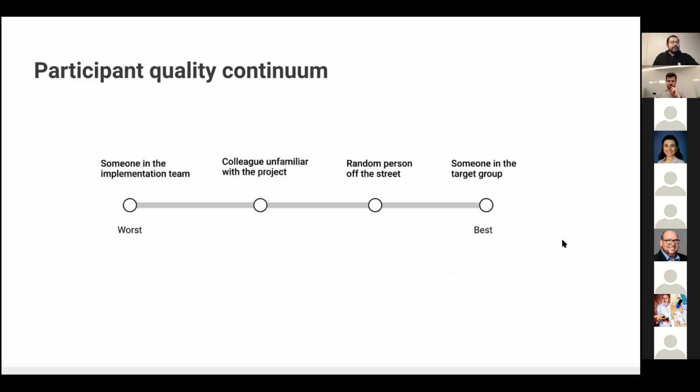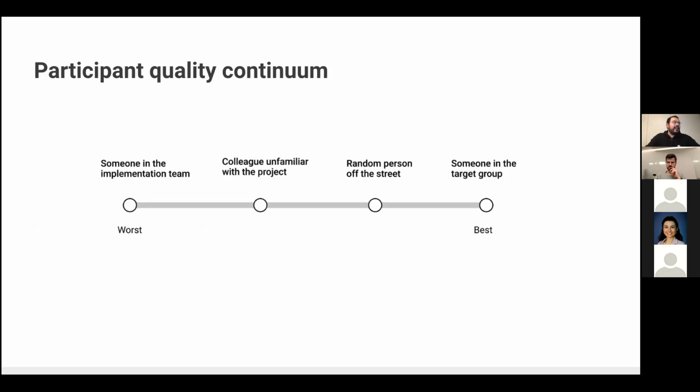There is also a continuum in the quality of the participants that you can get. The worst possible type of participant that you can get in a research study is someone in your implementation team, purely because they have a stake in the matter. They do care about how the project goes. And most likely, they don't have the necessary experience to give you a good idea of whether your product is going to work or is going to solve someone's problem or not.